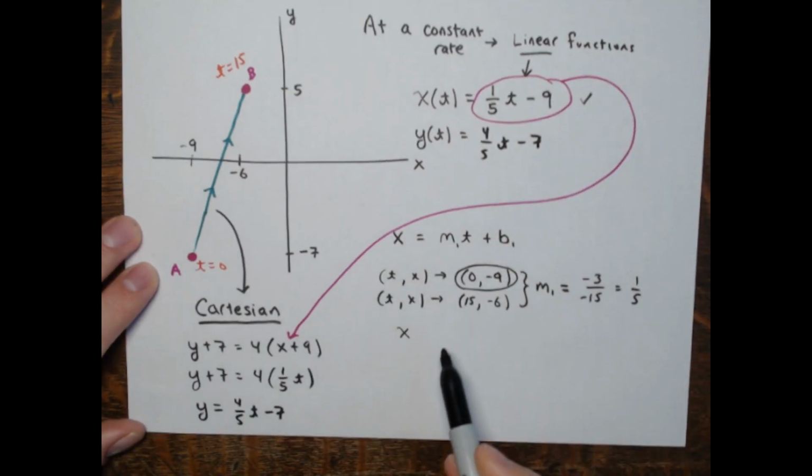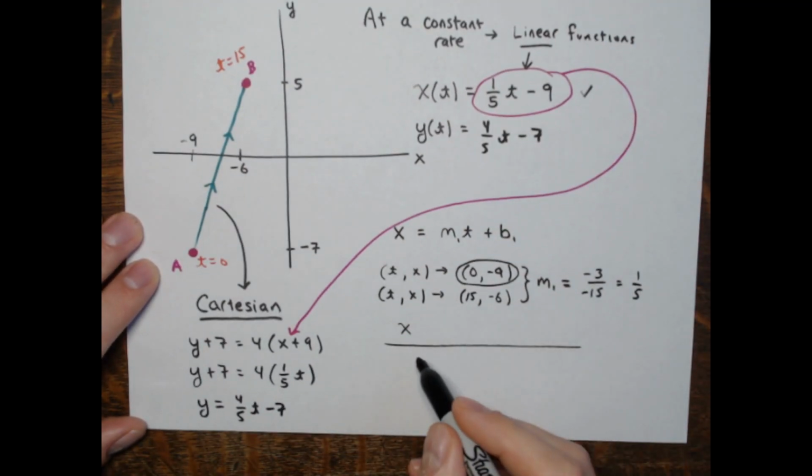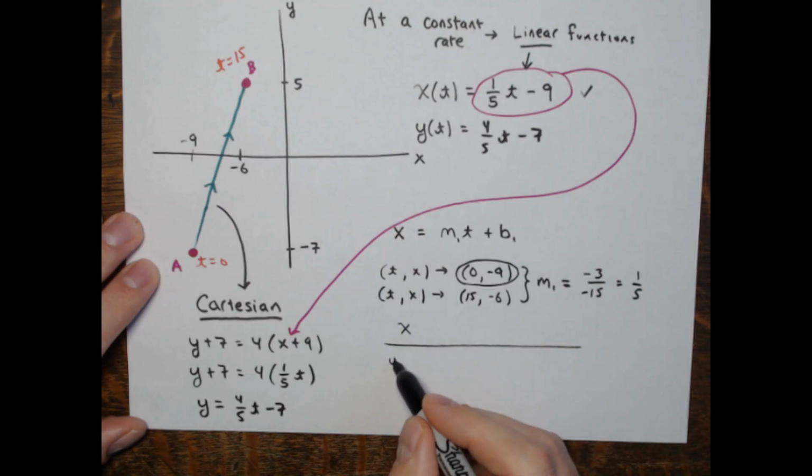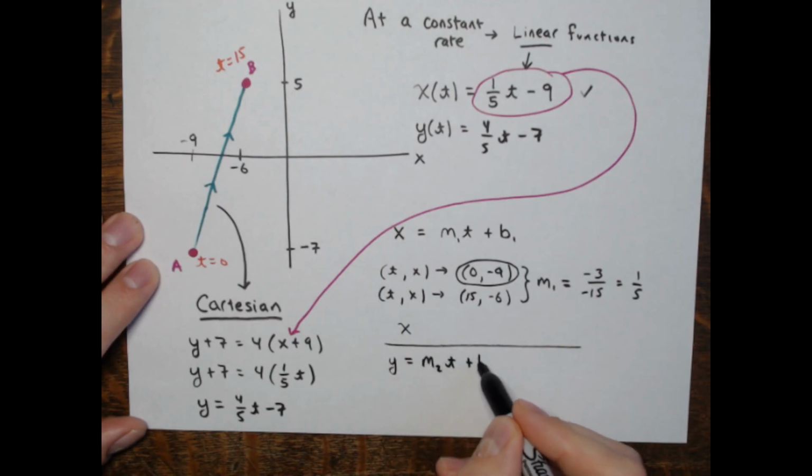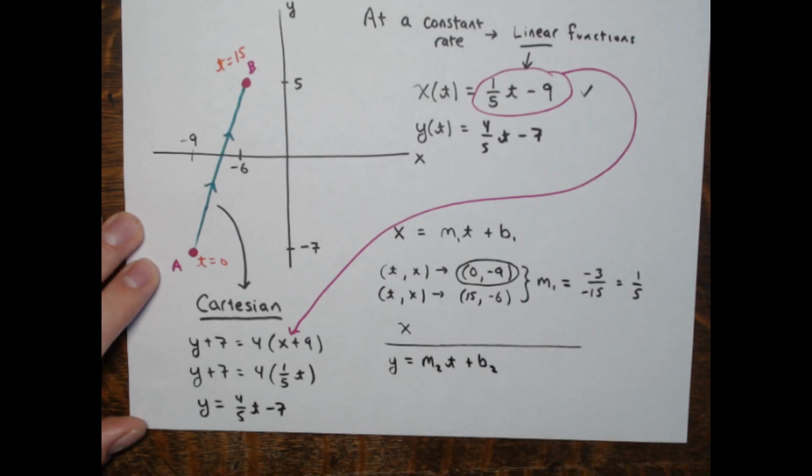I could have also done the same thing that I did with x. Things are moving at constant rates. So y should be, say, m2 times t plus b2, some linear function of t. And we know that when we plug in a value of t, we're going to get a value of y. When t equals 0, y equals -7. So that would be like the intercept. That'll be b2, -7 we're seeing here. So 4/5 t minus 7.